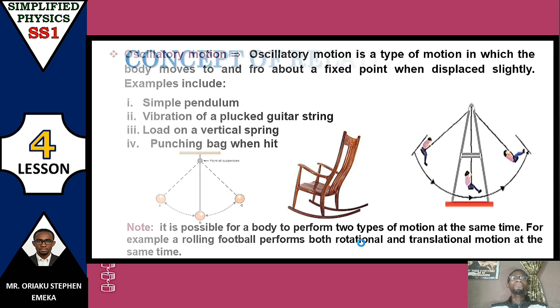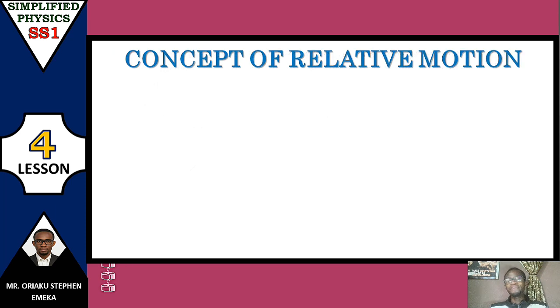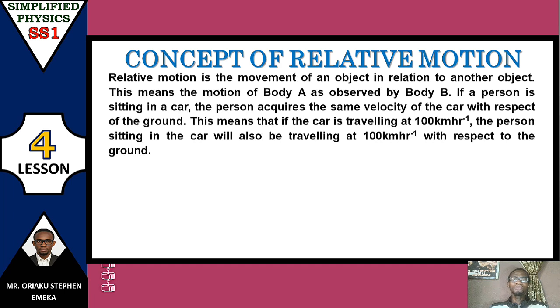So let's go to the concept of relative motion. We have talked about motion as a body changing position. Now what is the meaning of relative motion? Relative means related, things that are related. Relative motion is the movement of an object in relation to another object. What it means is: how does a body A observe another body B moving?